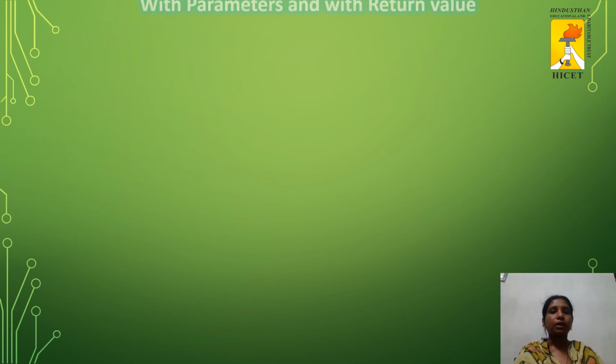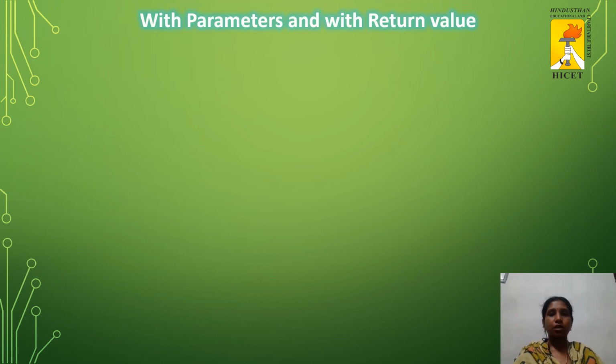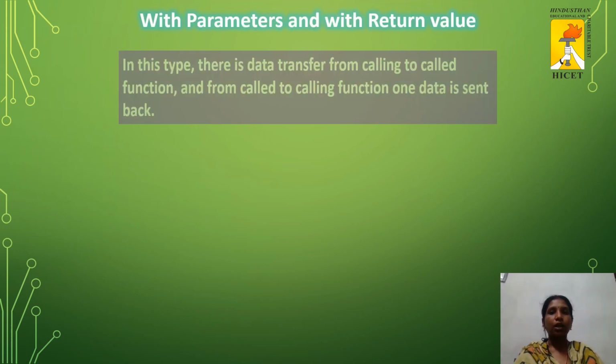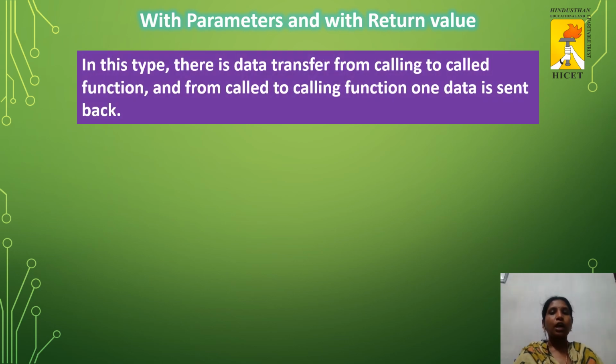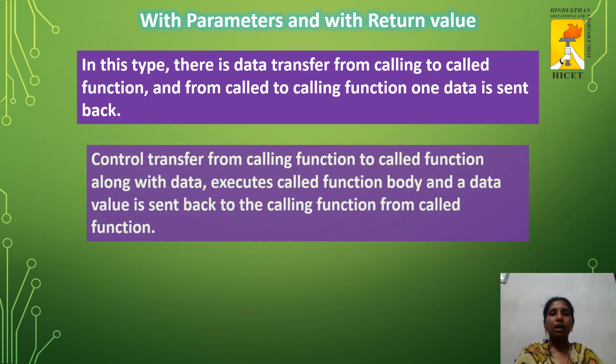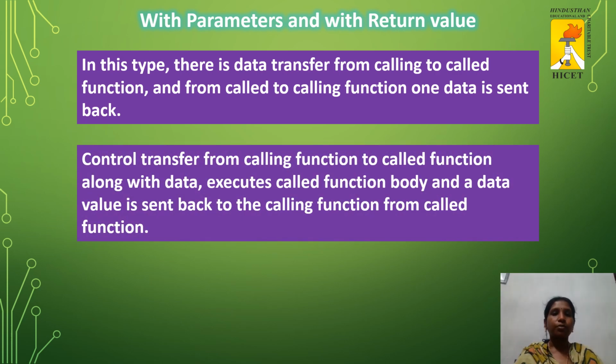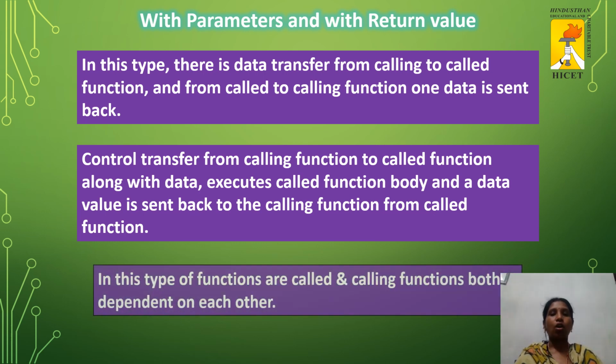And the last type of function is function with parameter and with return value. So here I'm having both the data transfer from calling function to called function and from called function to calling function. So both that ways I'm going to pass the data. So the control transfer from calling function to called function along with data, it executes the statements inside the called function and the data is again sent back to the calling function from the called function.